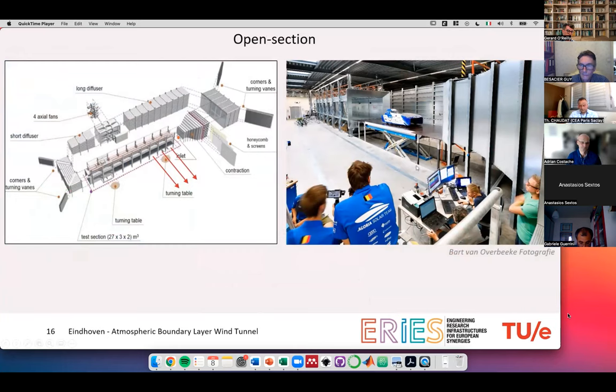And below is a hydraulic lift that usually rests within this pitch, that can be hired, and then we don't have any ceiling and walls anymore, so larger objects can be tested in the open section. So we don't have a problem with blockage for those tests.